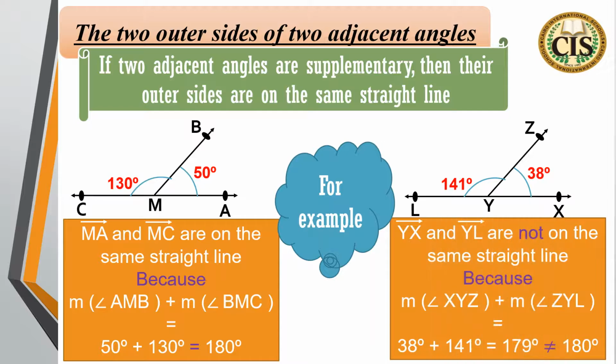But in this figure, ray YX and ray YL are not on the same straight line because measure angle XYZ plus measure angle ZYL equals 38 degrees plus 141 degrees equals 179 degrees, not equal to 180.